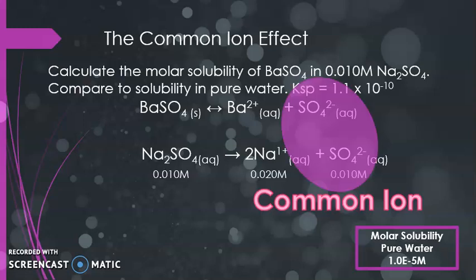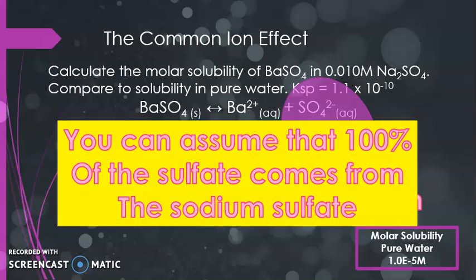And again, I have a common ion. Now, it is absolutely safe to assume here that the amount of sulfate that you're going to get from 100% of the sodium sulfate dissolving is going to be way more than the amount of sulfate that you get from the very tiny amount of barium sulfate that falls apart. So it is safe to assume that 100% of the sulfate in the solution is actually coming from the sodium sulfate, not the barium sulfate. Now, yes, a little bit of it is coming from the barium sulfate, but according to significant figures, it's not a statistically significant enough amount to even worry about mathematically.